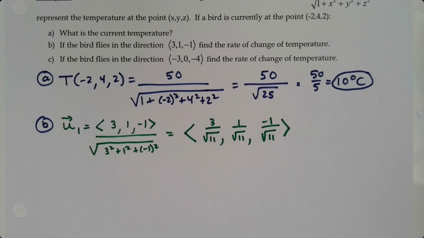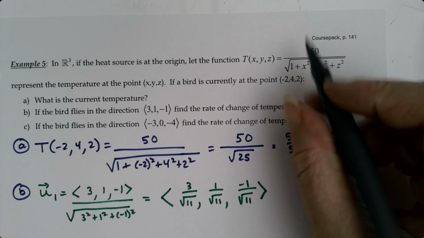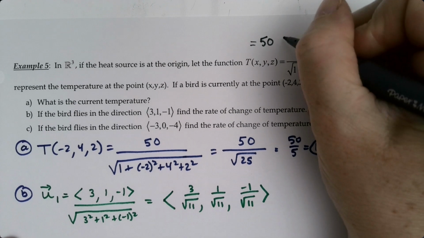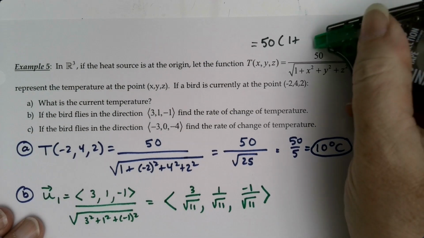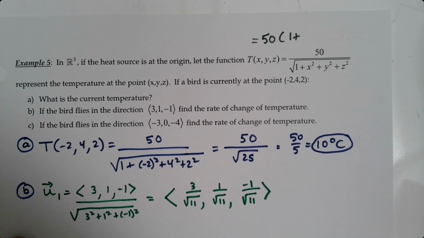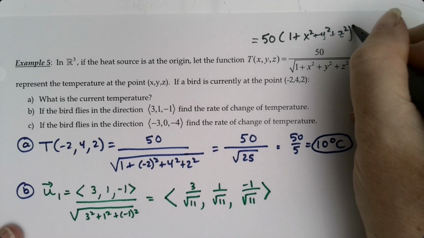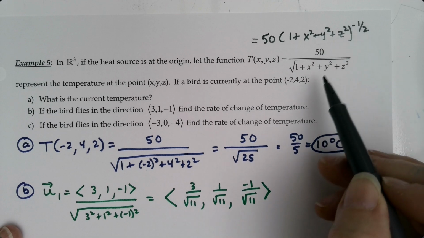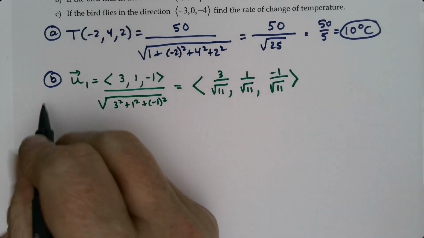Okay, what about our gradient? Well, that's going to be a bit trickier. For starters, I want to think about rewriting this. This is equal to, I'm just going to write it up here, 50 times (1 plus x squared plus y squared plus z squared) to the -1/2. I'm going to have to make my page number disappear so I have room to write it. I should have written higher, I guess. So the 1/2 power makes the square root, and the negative means it's in the denominator. Okay, so that'll be easier for taking the derivative of it.